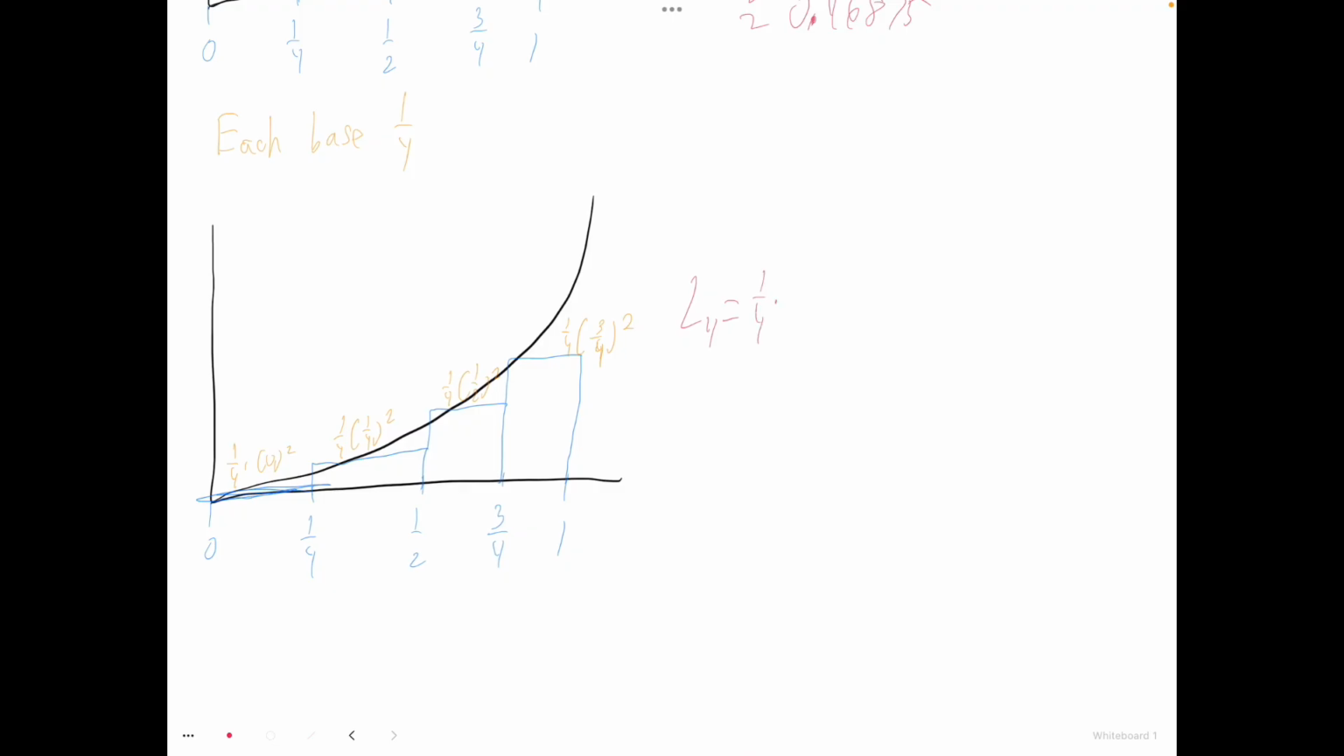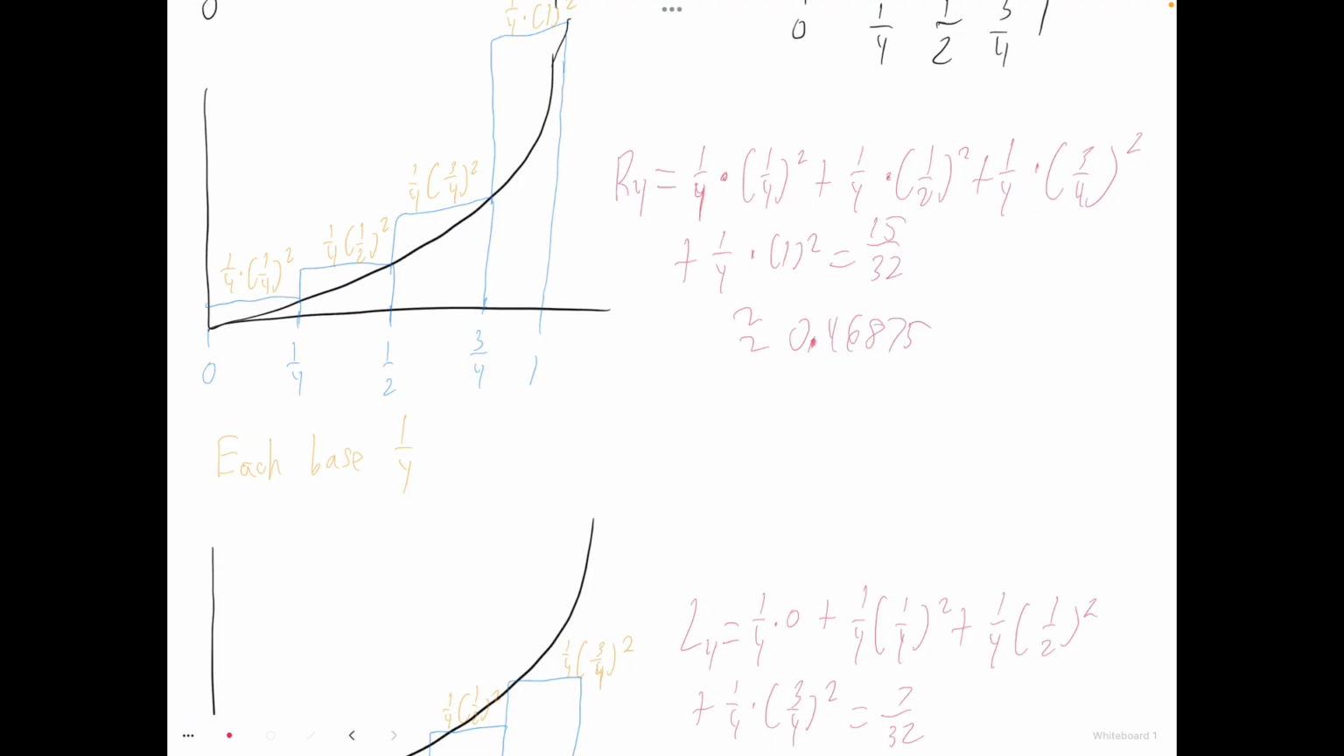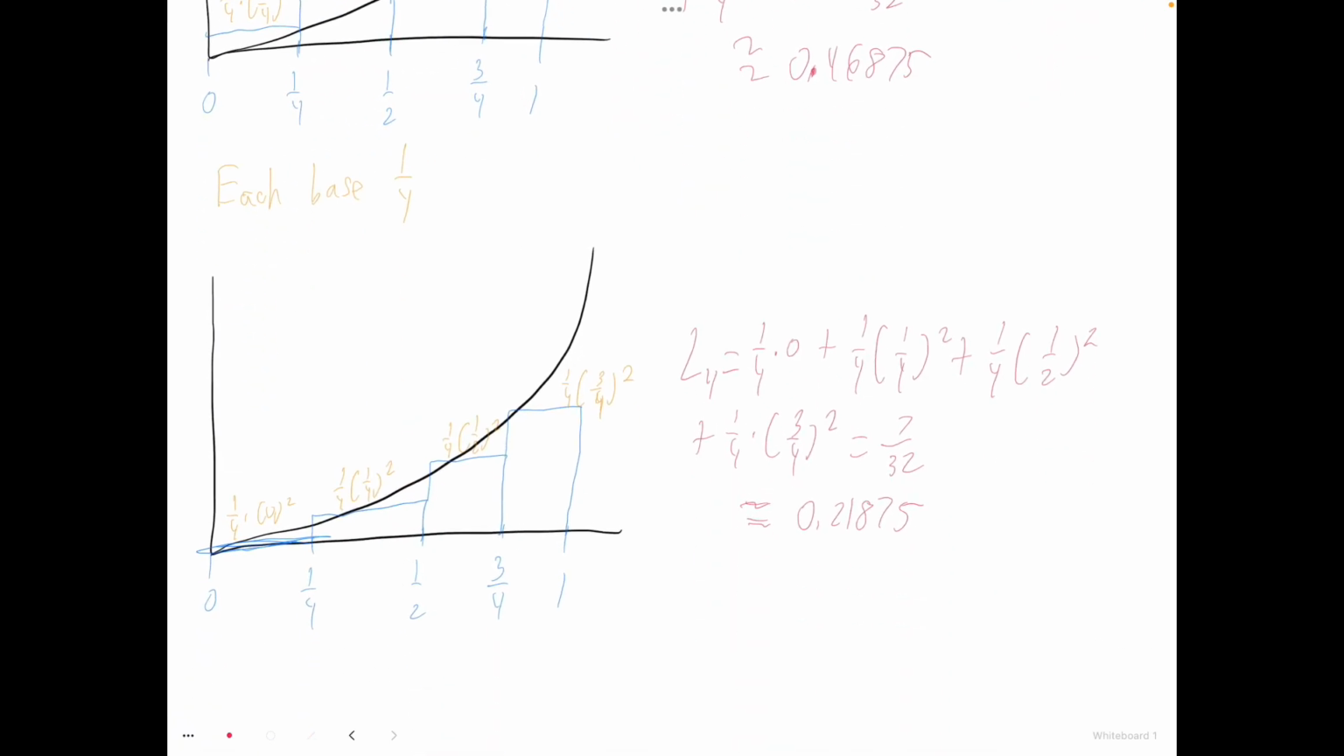And so we have 1/4 times 0 plus 1/4 times 1/4 squared plus 1/4 times 1/2 squared plus 1/4 times 3/4 squared. And this is equal to 7/32, which is approximately 0.21875. And so what we found here is this is clearly an underestimate, but we found the actual area is going to be somewhere in between. So it falls between what we did on the right-hand side and what we did on the left-hand side.